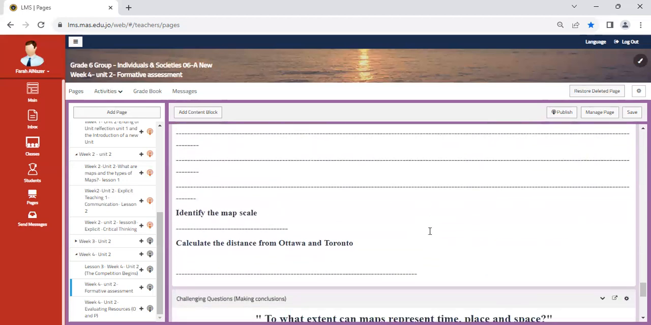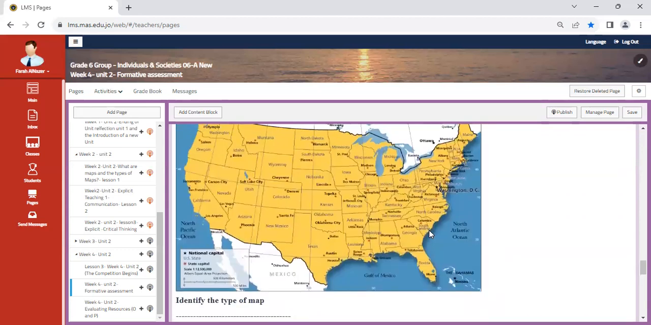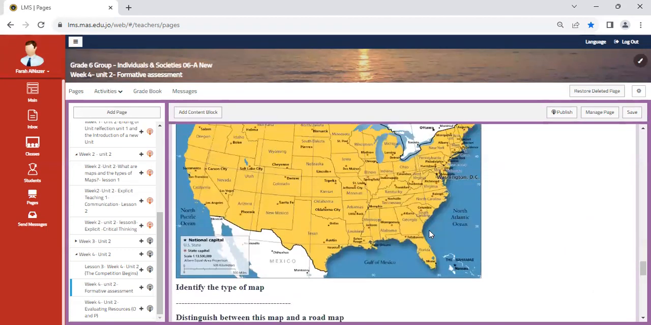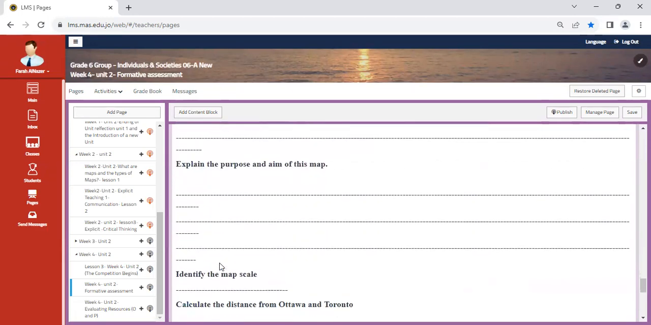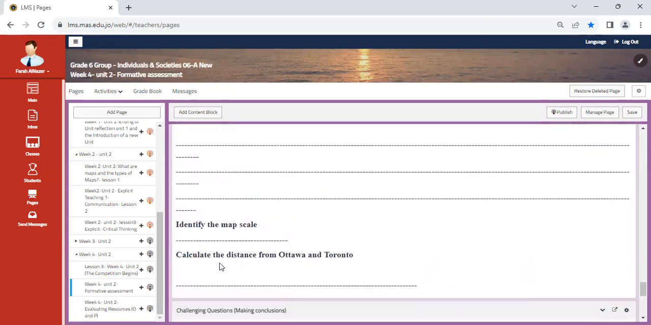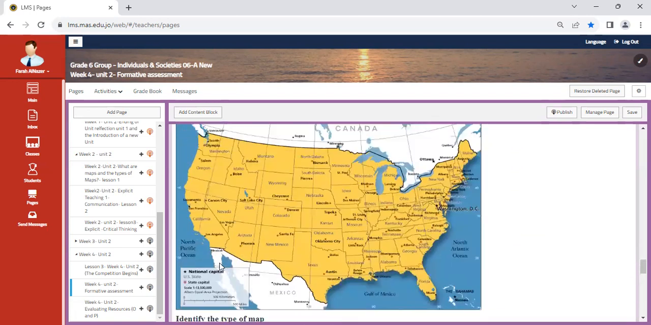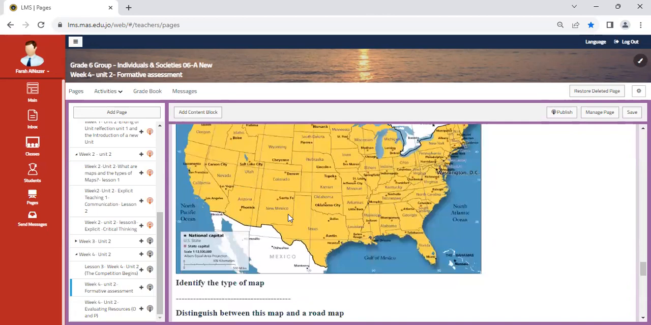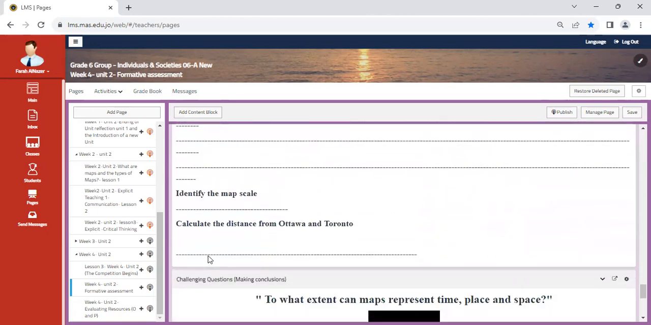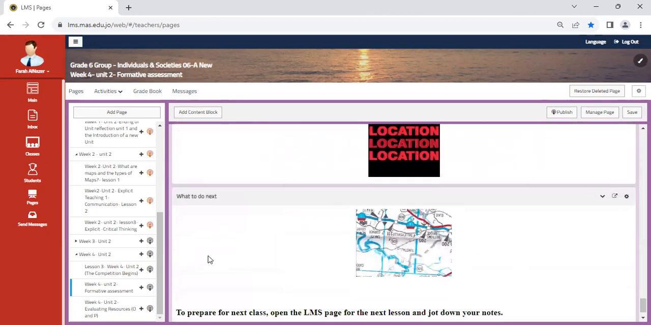Identify the map scale. What is the map scale? You need to take a look here. Calculate the distance between Ottawa and Toronto. You'll need to have a ruler here to measure the distance and then calculate it based on the scale. So expect questions to come in this form.